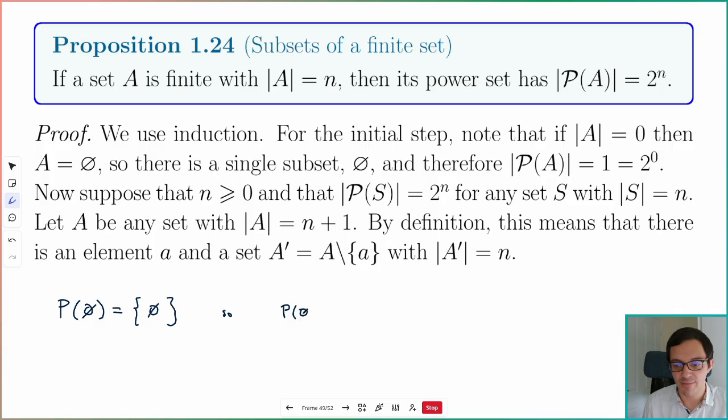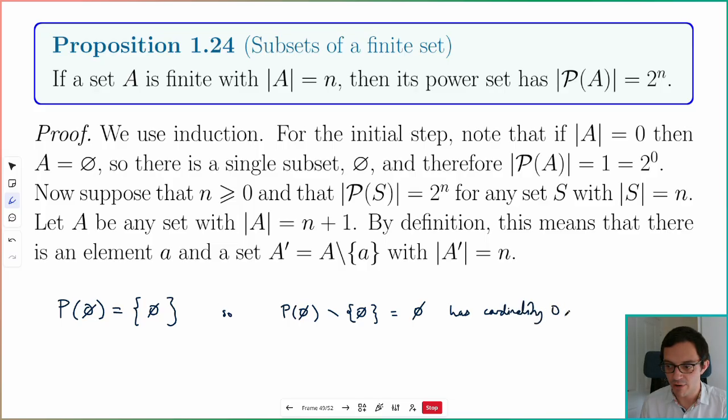Power set of the empty set minus the set containing the empty set. If I'm doing a set difference, I have to take away an actual set of elements. That would be the empty set, because I've taken away the only element. There's nothing that's in this power set and also in the empty set. So this has cardinality 0, so this has cardinality 1.